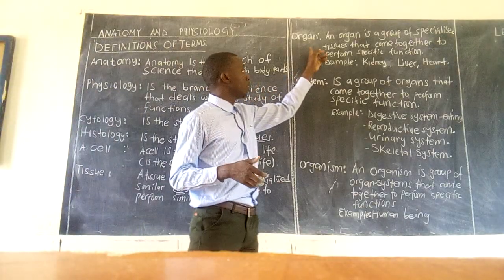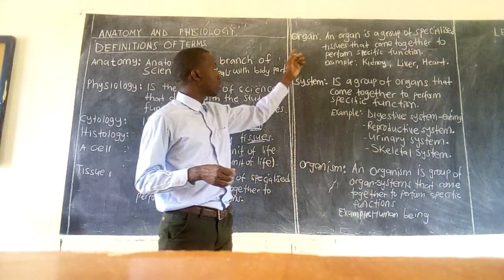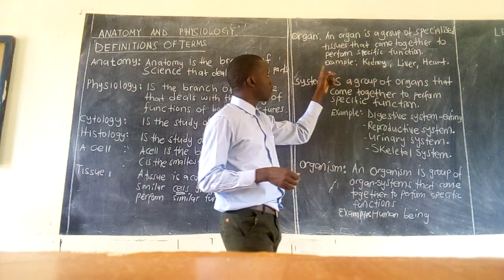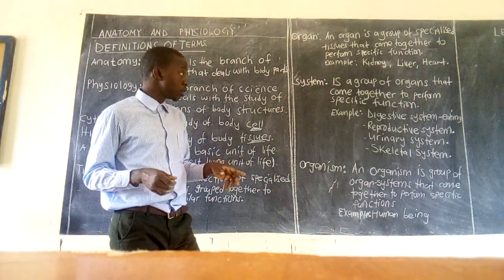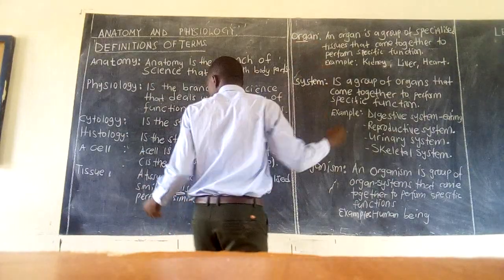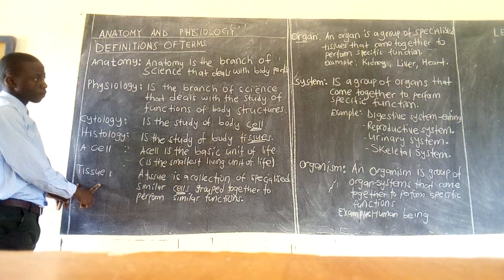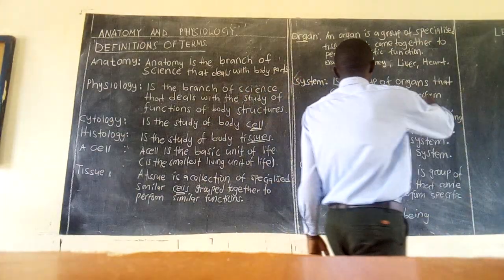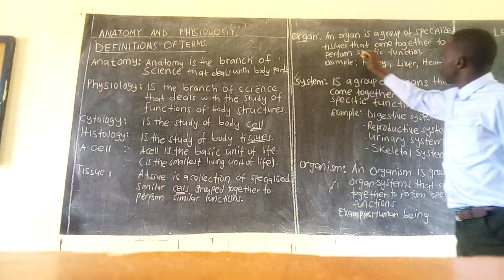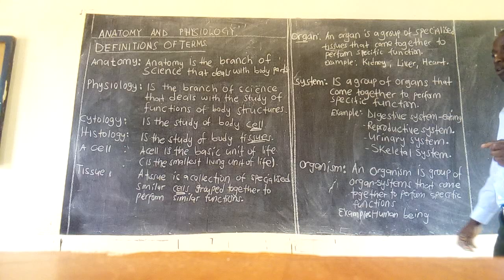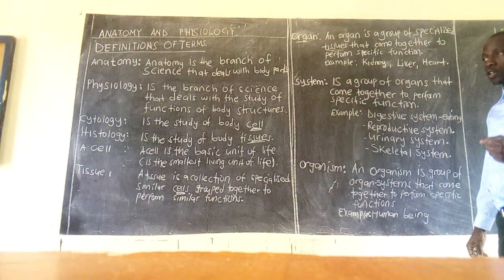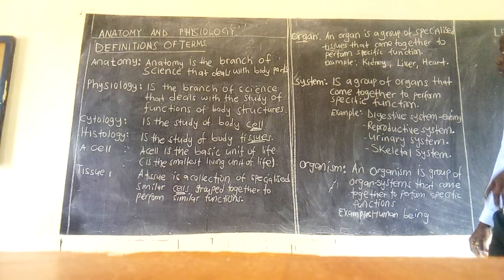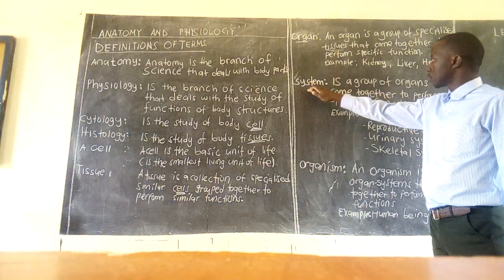From there we shall see what an organ is. An organ is a group of specialized tissues that come together to perform specific functions. So here, at the organ level, we have very many tissues coming together to form an organ. Meaning, an organ is a group of tissues that are specialized and similar in function or structure that come together to perform specific tasks.